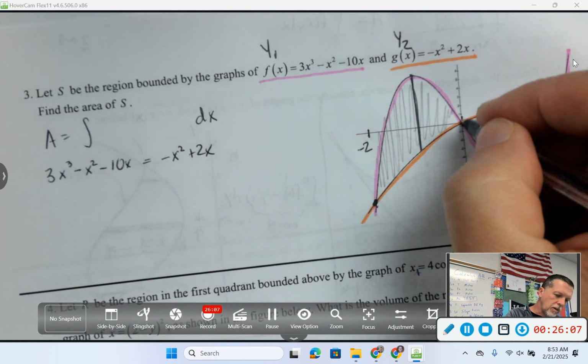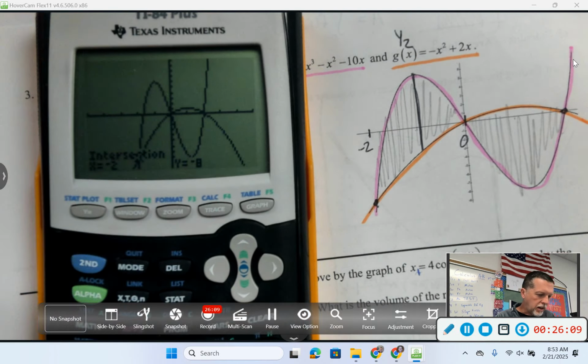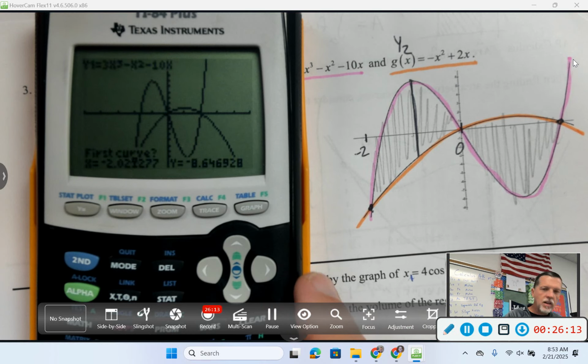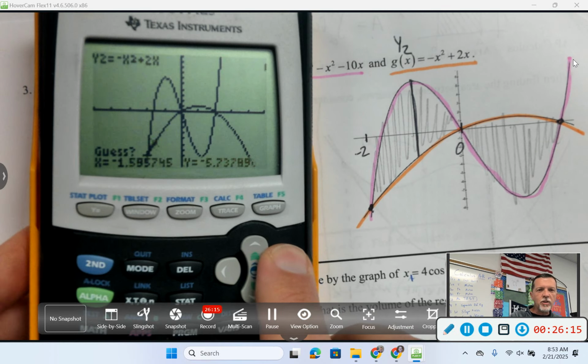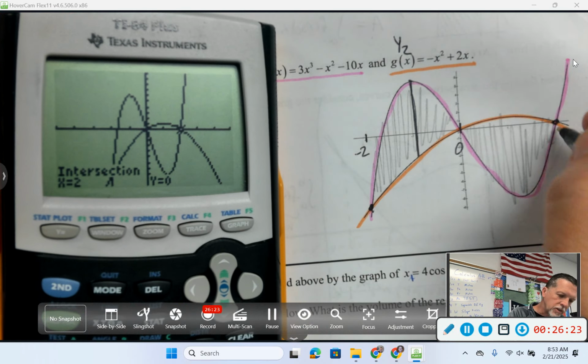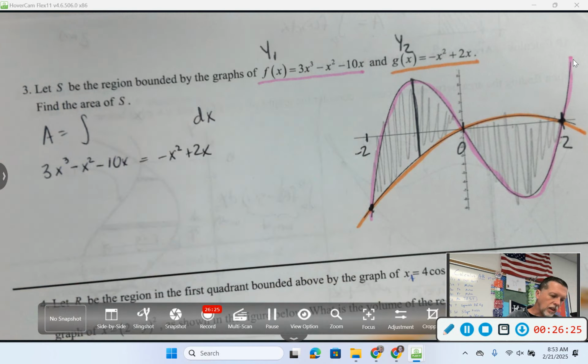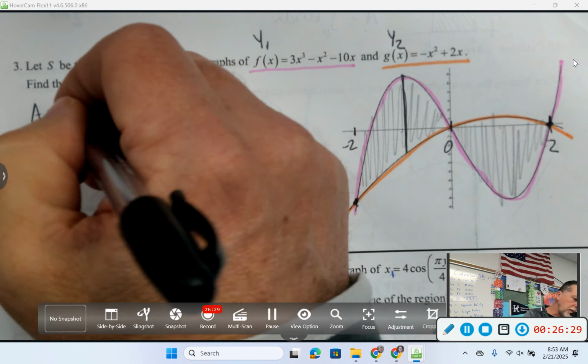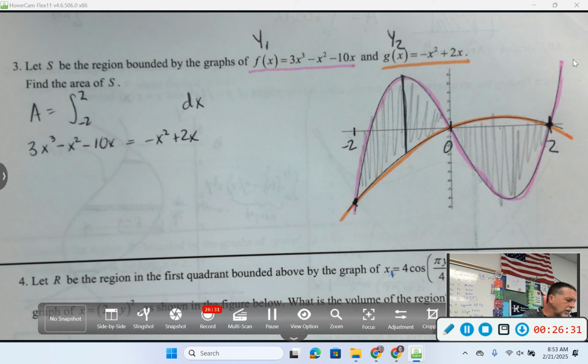That one's at 0. But I need to get that far one. Second calc, intersect. First curve, second curve, and then go get close to the intersection you want. X equals 2. Okay, so I want the area from -2 to 2 of top minus bottom.